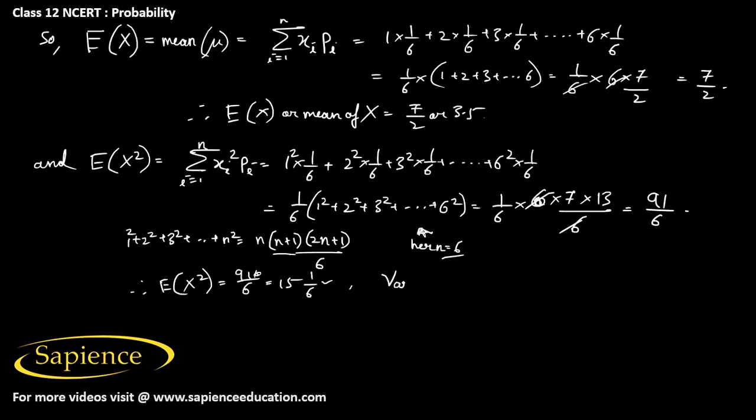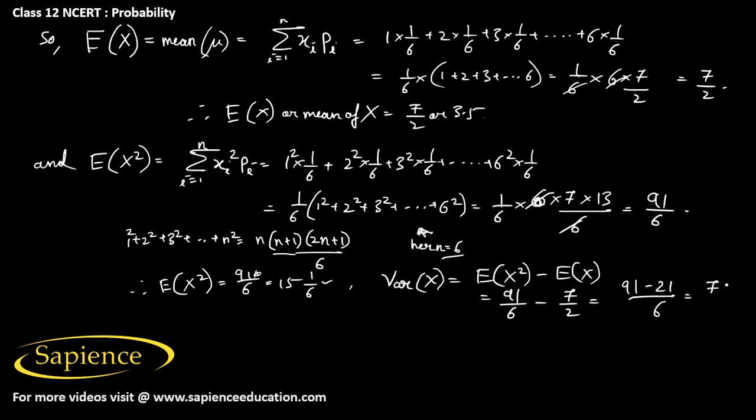So the variance of the random variable x would be equal to the expectation value of x square minus the square of the expectation value of x. So that would be 91 by 6 minus (7 by 2) square, that is 49 by 4. So the LCM is 12. 91 into 2 is 182 minus 49 into 3 is 147. So that would be 35 by 12. Therefore the variance of x is equal to 35 by 12.